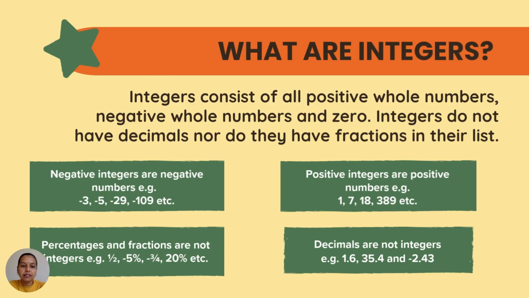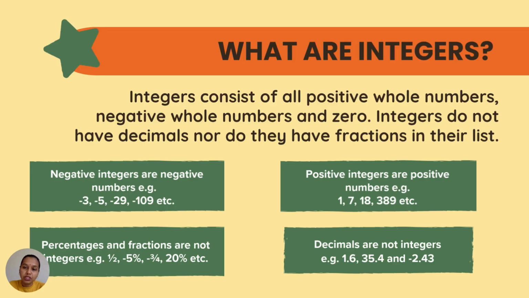it says negative integers are negative numbers. For example, negative 3, negative 5, negative 29, negative 109, etc. Then your positive integers are positive numbers. These examples are 1, 7, 18, 389, etc.